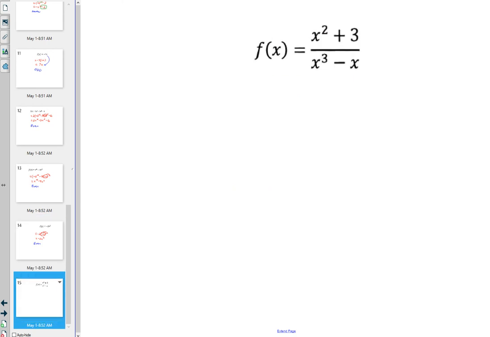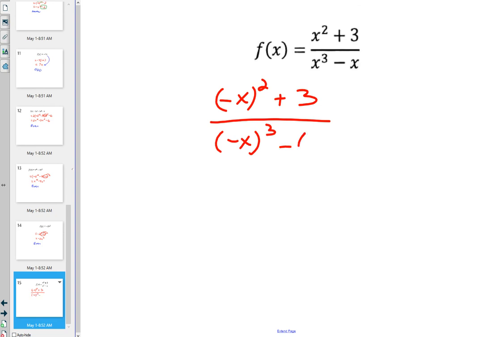Last one. Even, odd, or neither. Let's see. Negative x. Again, I doubt you're gonna get these. These are called rational functions. This is more of an algebra 2 thing. Even though I have seen this before in algebra 1, but I don't think you're gonna get these.